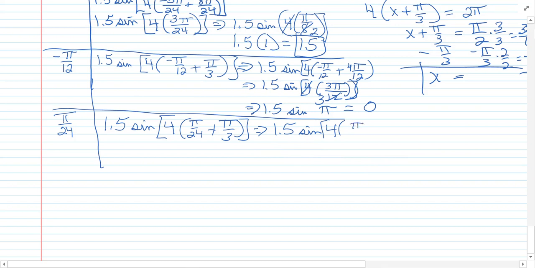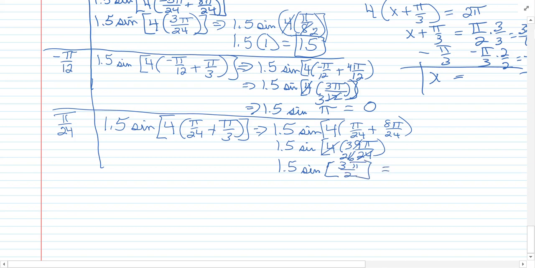So I'm going to have pi 24ths plus 8 24ths, 8 pi 24ths. So that's going to be 1.5 sine of 4 times, and that's 9 pi 24ths. There you go. This goes in there 6, and I'm going to divide by 3, and that'll be 3 halves. So I have 1.5 sine, and that's what's going to happen. It's got to be one of the quadrantals. 3 pi halves, and I'm going to get a negative 1.5. Bam. Small error, I apologize.